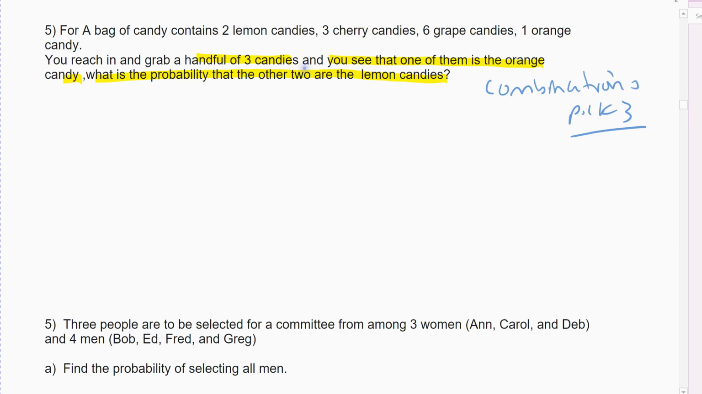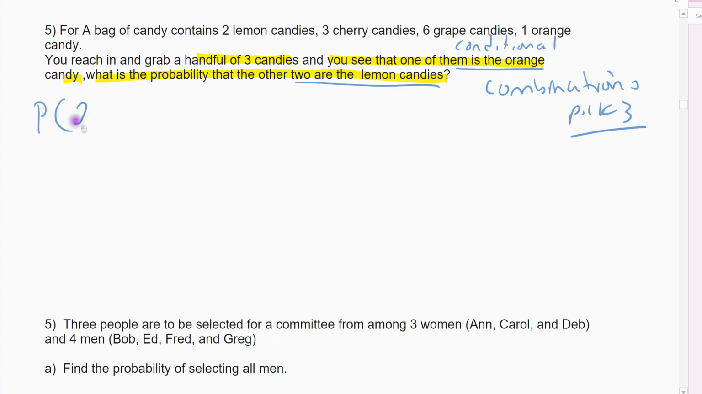This is the condition. The given part is that you know you have an orange candy. That's given to you. Your handful is not all possible handfuls anymore. It's only the handfuls that I know contain an orange candy, which not all handfuls contain. So this is a conditional. It's the probability that I get 2, so I'm looking for the chance the other 2 are lemons.